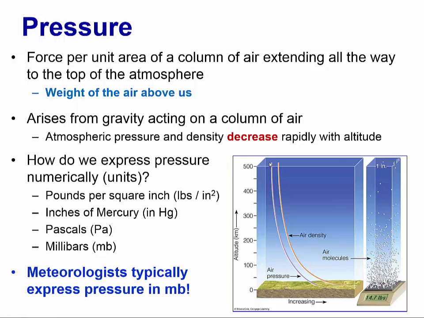Now there are multiple ways that we can express pressure numerically. You've probably heard of pounds per square inch before if you've ever filled up a tire. Well, pounds is a force and square inch is an area, so pounds per square inch gives us a weight or pressure. Inches of mercury was the first unit of measurement in terms of pressure. We'll see why in a second. Scientists like to use pascals because that's our standard unit that we can use in many calculations, but meteorologists prefer to use millibars. We'll also see why this is in just a bit.